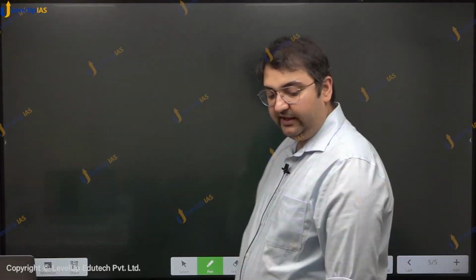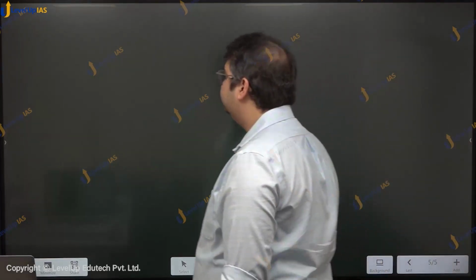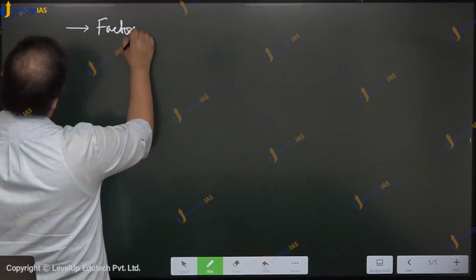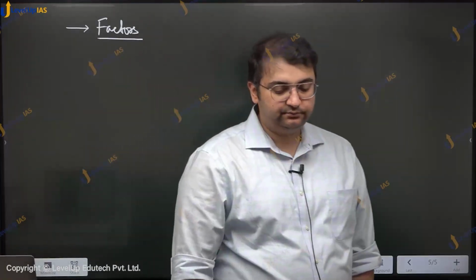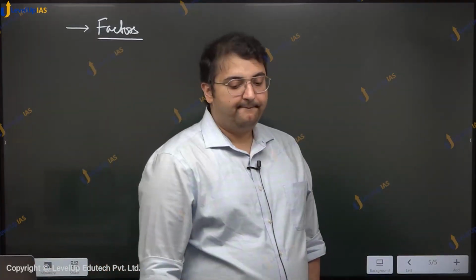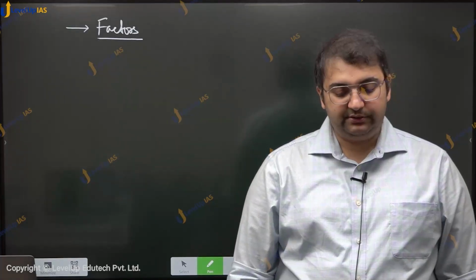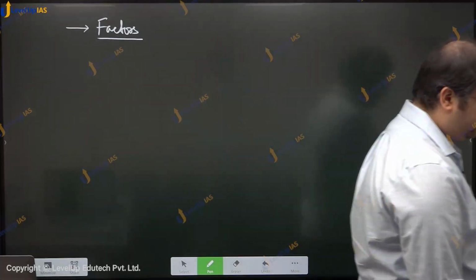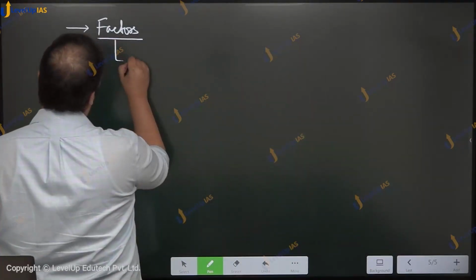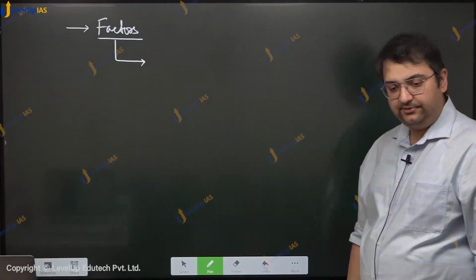Write the next main point. It is important to understand the factors responsible for the phenomenon of urban decay during the post and later Gupta age. So they include both internal as well as external factors.